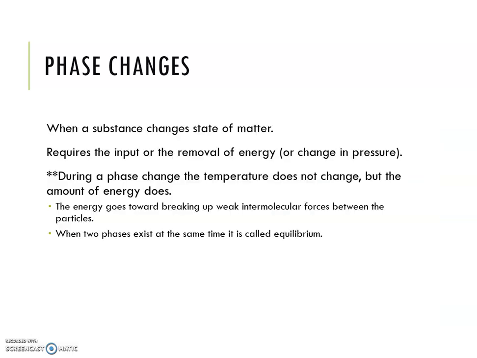So phase change is when a substance changes the state of matter. It requires either the input or removal of energy or a change in pressure. So we either have to give heat or remove heat in order for this to happen. During a phase change, the actual change, the temperature does not change, but the amount of energy does. That's a pretty key idea, and I'll show you that in a graph. The energy goes towards breaking up those weak forces between the particles. And when two phases exist at the same time, it's called equilibrium.